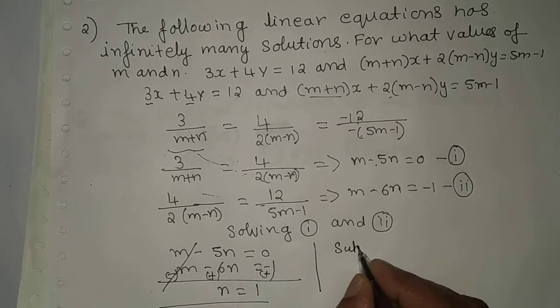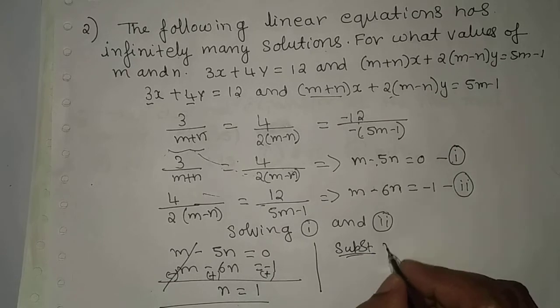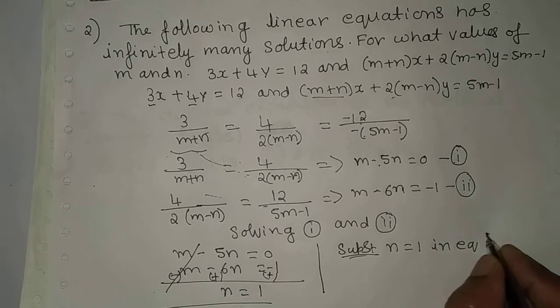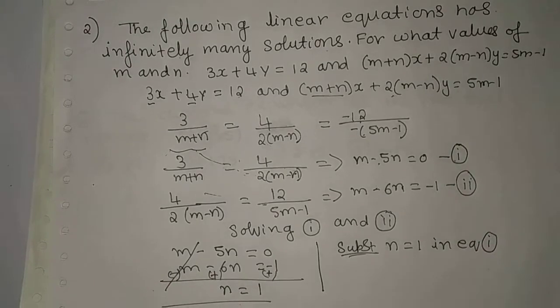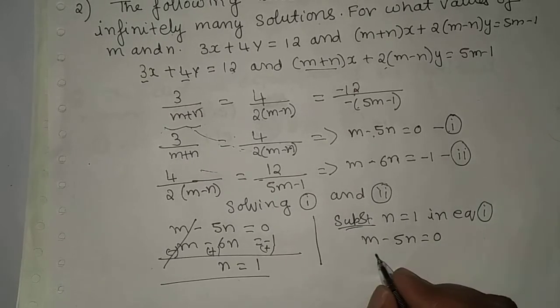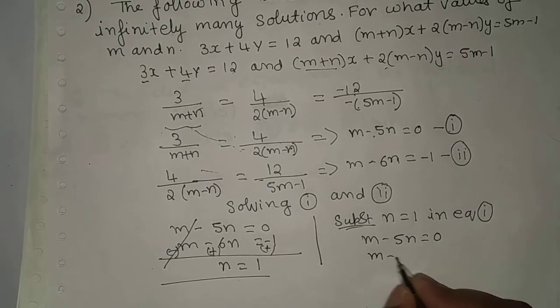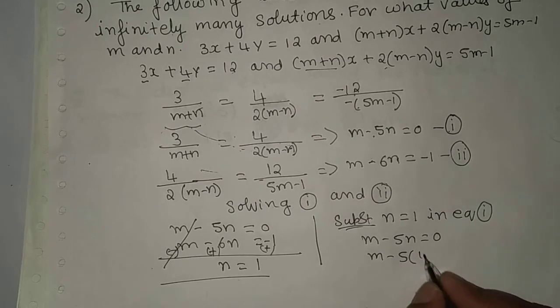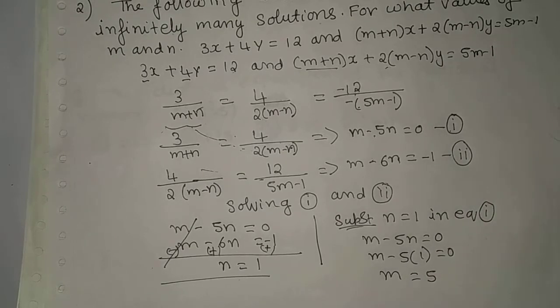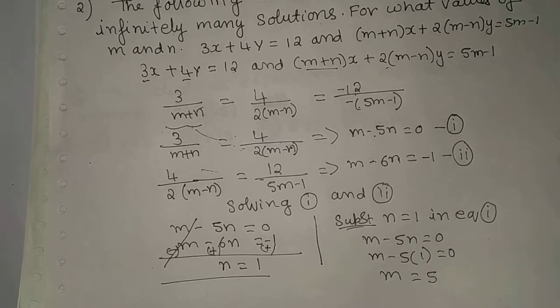Now substitute n is equal to 1 in equation 1. What is equation 1? That is m minus 5n is equal to 0. So m minus 5 into 1 is equal to 0. Therefore m is equal to 5. So we are getting n is equal to 1 and m is equal to 5. This is the solution for this second problem. So we move on to the third problem.